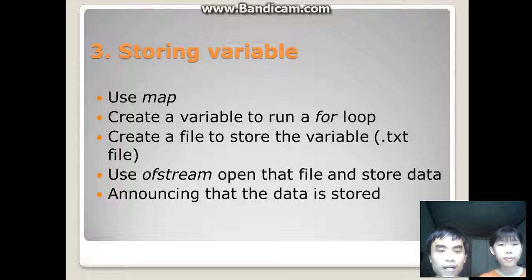A txt file is created. After the loop, we read. We use ofstream to open the file we created and store the data we want to save. And at the end, we announce that the data is stored.